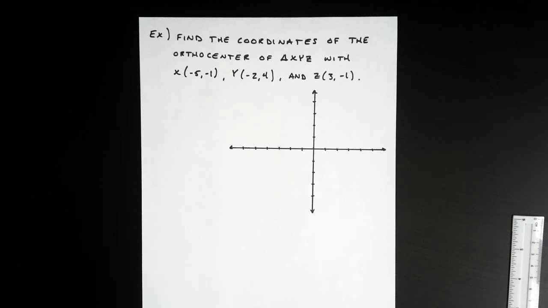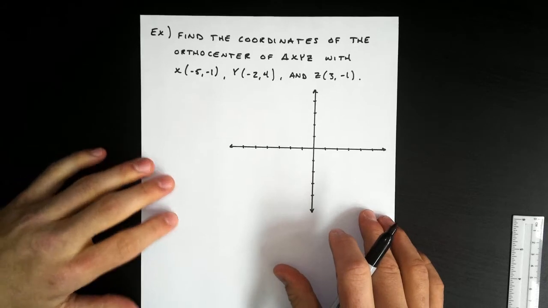Hello everyone. I'm going to do an example of how to find the coordinates of the orthocenter in a triangle on the coordinate plane. So first, the orthocenter is the intersection of the altitudes of the triangle, and the altitude is going to be the segment that goes from a vertex and then is perpendicular to the opposite side of the triangle. So let's start by graphing our triangle XYZ.